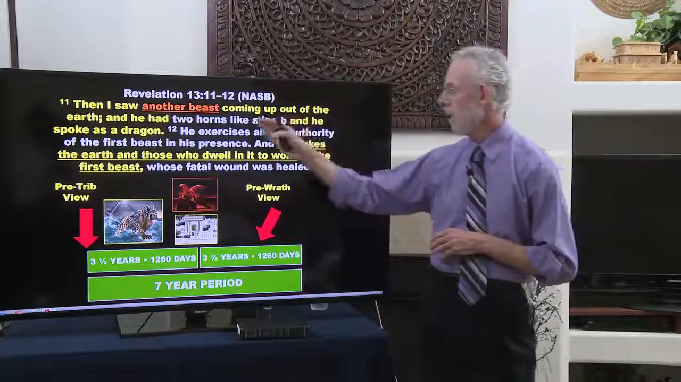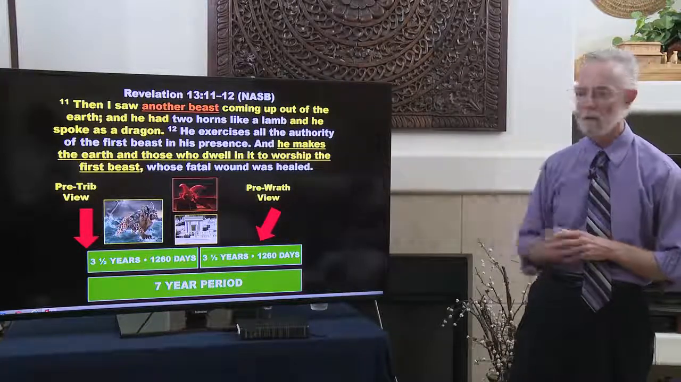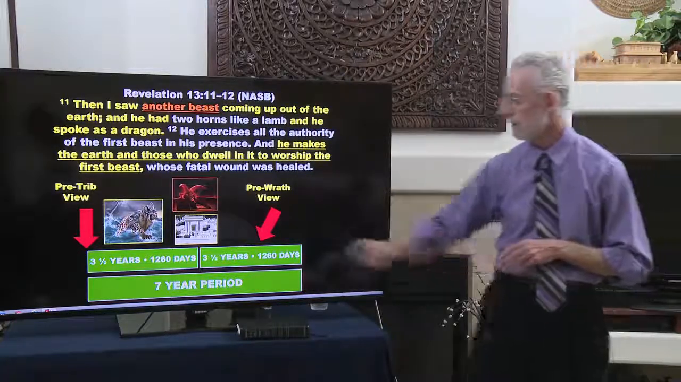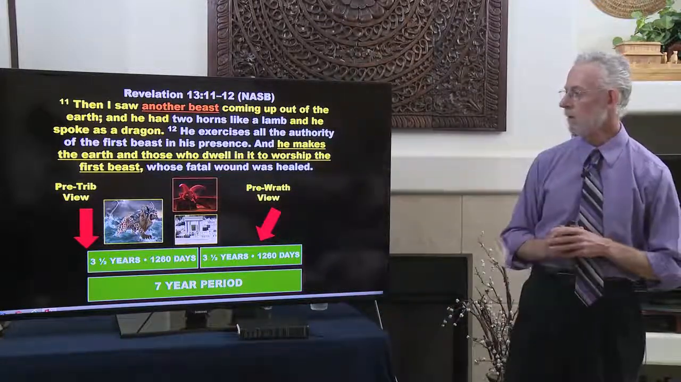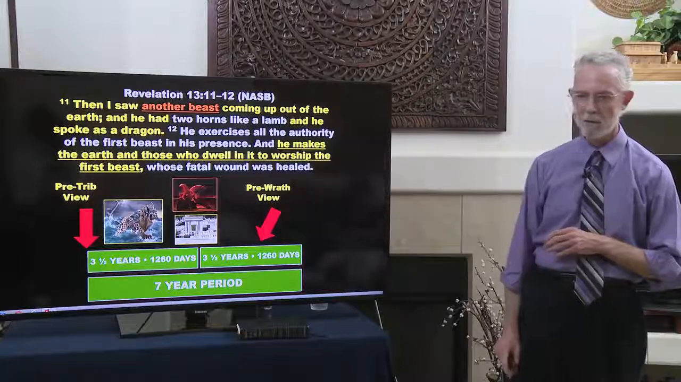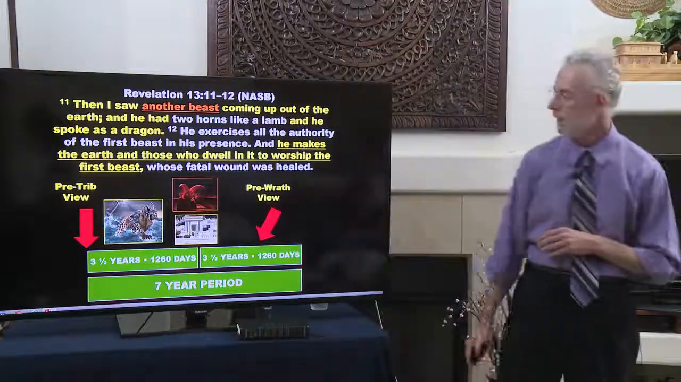And he comes up out of the earth. He had two horns like a lamb. He spoke like a dragon. We're told he exercises all the authority of the first beast in his presence. The false prophet exercises all the authority of the Antichrist. And he's going to make those on the earth and those who dwell in it worship the first beast, whose fatal wound was healed. So the false prophet's going to make people worship the Antichrist.